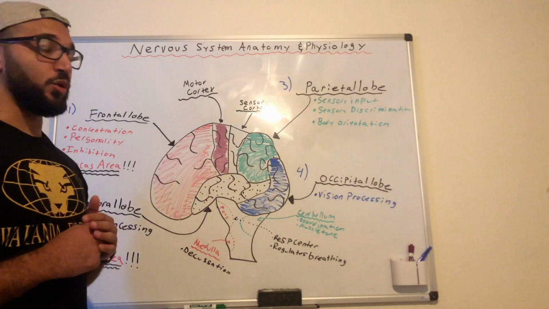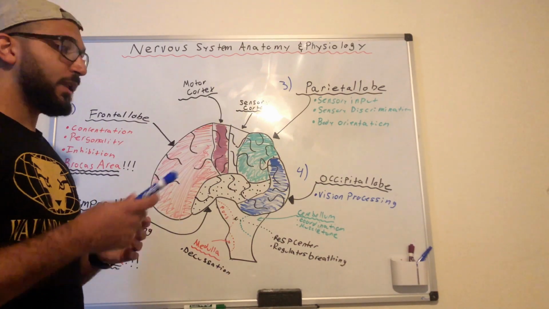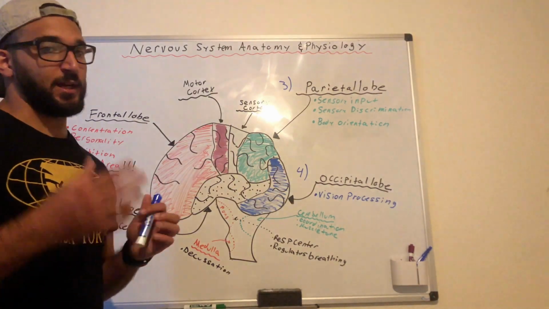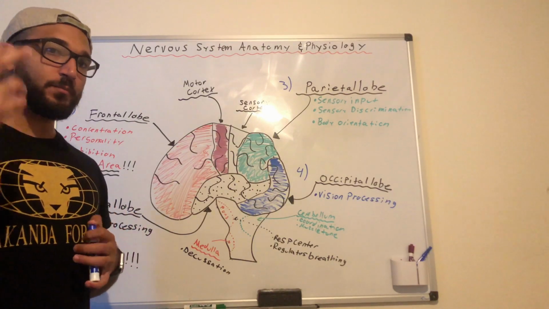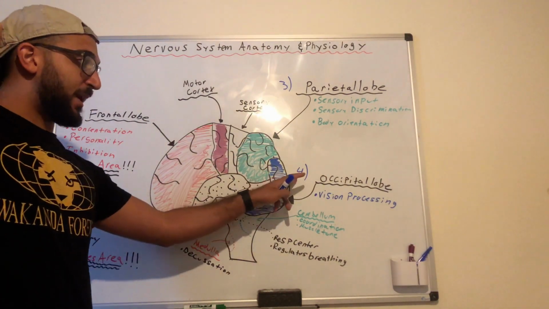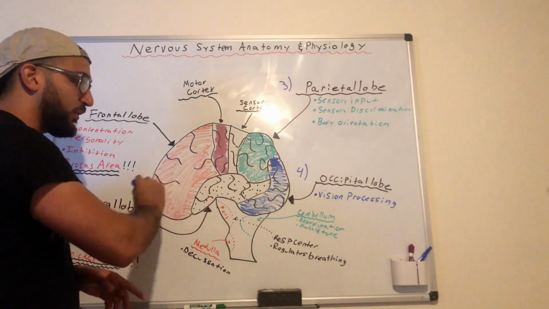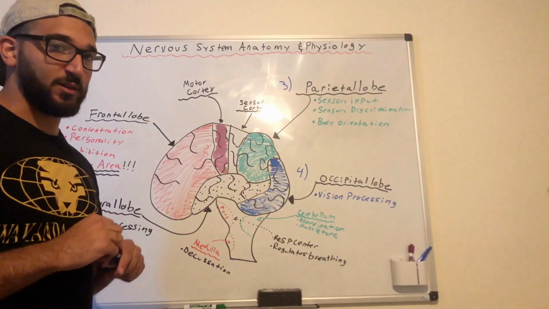The fourth lobe is the occipital lobe, and that is where vision processing occurs. The way I like to think about it is like a movie theater system. If you have a projector in the back of your brain, it's projecting towards your eyes over here, and that's where vision processing occurs.